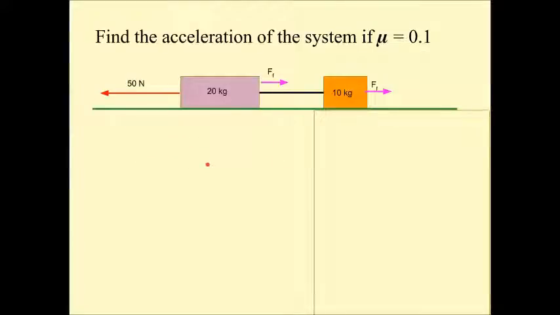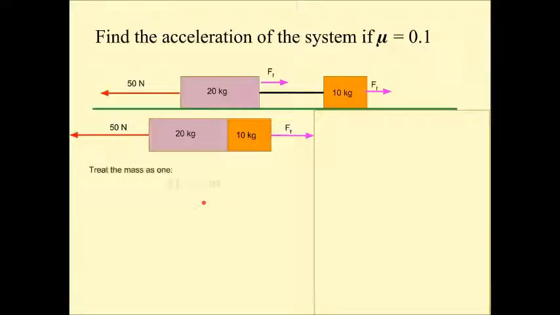So we're going to do the same thing, except I'm going to put the two blocks together and just call it one friction because I'm trying to find the acceleration. So there's the applied force. We just pretend that they're next to each other because we're not worried about this tension at this point. And then I sort of combined the frictions. So we treat it as one mass, F equals ma.